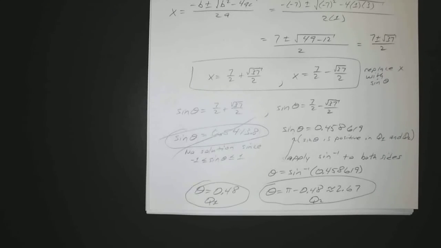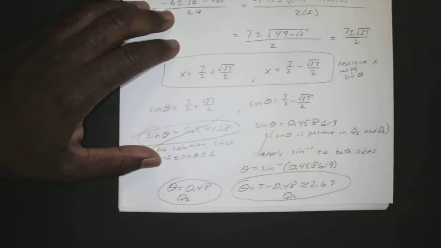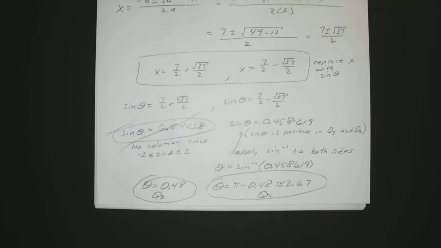Okay, so just like before, even though you got a positive value, you have to think, okay, now where is sine always positive? If it's always positive in 1 and 2, then we know we have to find both of those thetas.